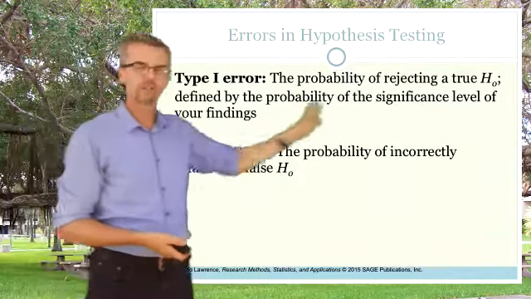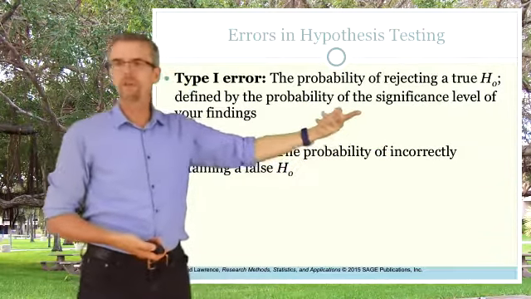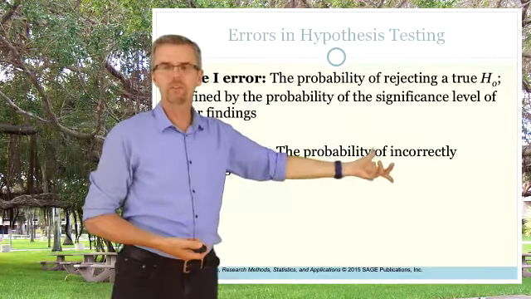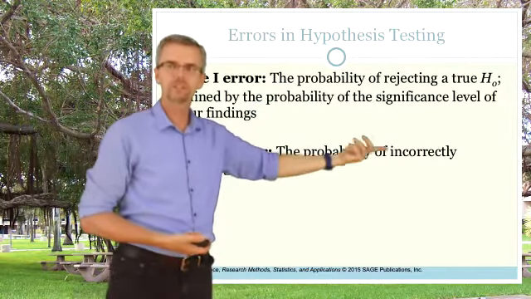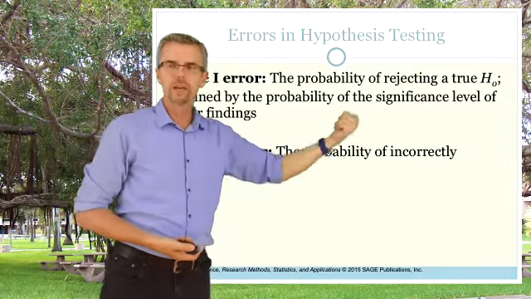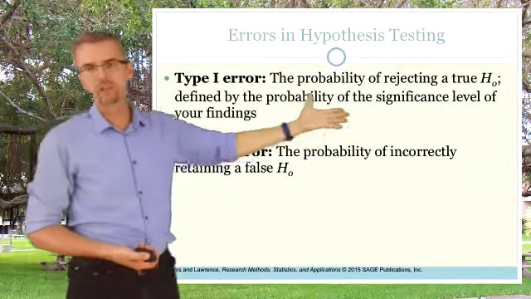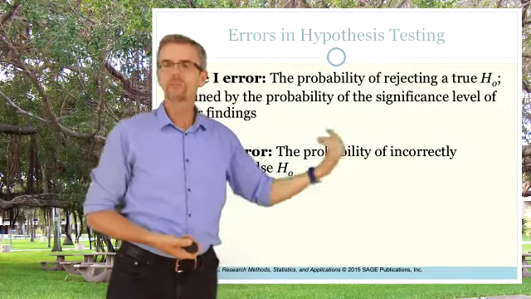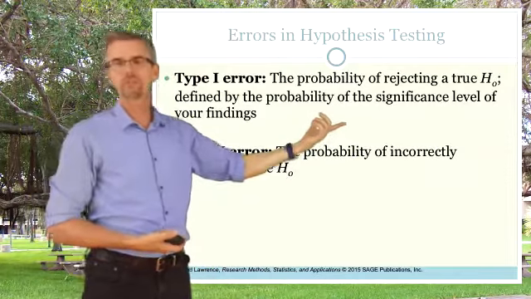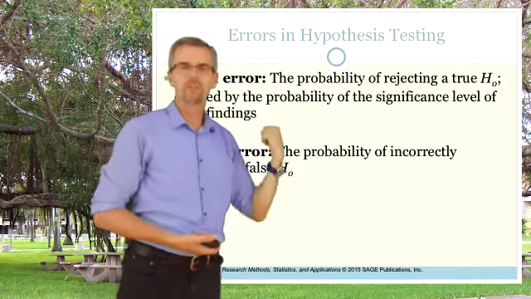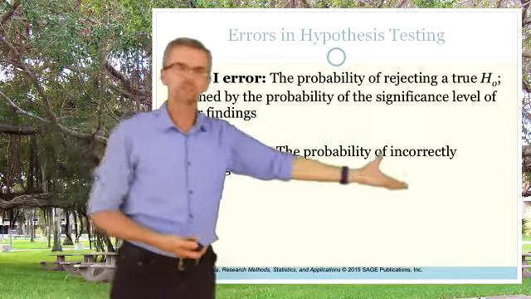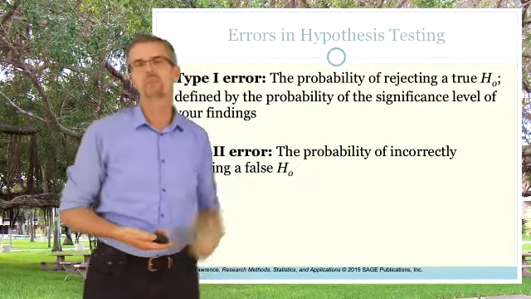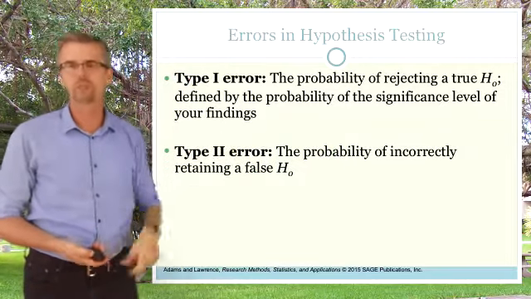Type 1 and type 2 errors. The type 1 error is the probability of rejecting a true null hypothesis, defined by the probability of the significance level of your findings. Read in your textbook and understand what that is. It's not going to be on any exam. I don't ask you anything about a type 1 error or a type 2 error. But a type 2 error is the probability of incorrectly retaining a false null hypothesis. And it tells you how, in designing your research, to compensate for and plan for the possibilities of either type 1 error or type 2 error.